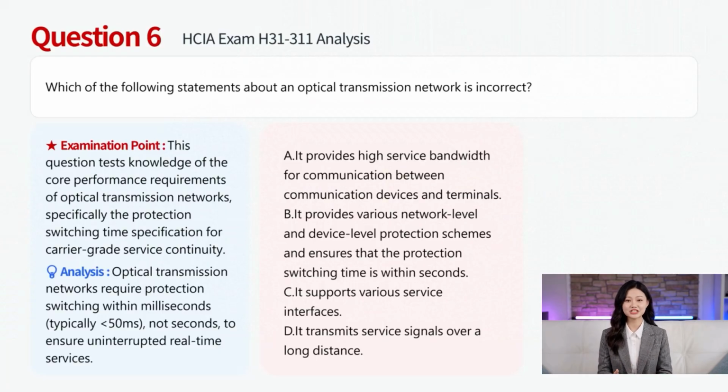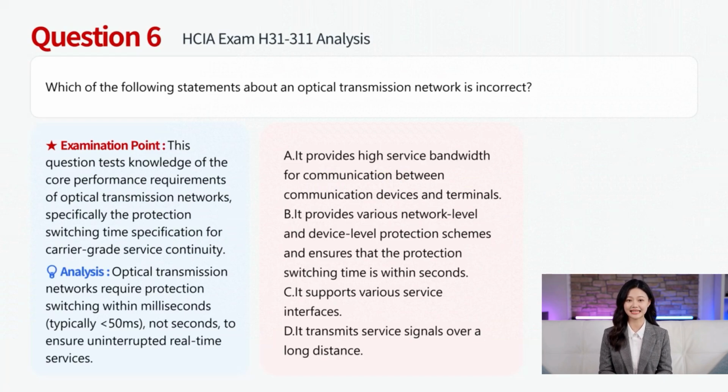Real-time services such as video conferencing and online transactions also have similarly strict requirements for interruption time. Second-level protection switching would result in complete service interruption for all real-time applications, severely impacting user experience and business continuity, which contradicts the fundamental design objectives of optical transmission networks as core communication infrastructure.